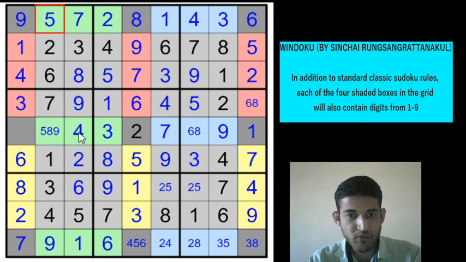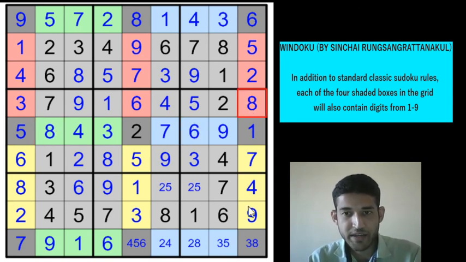So 3, 4, 7, 9, 1, 2, 6 are placed. So 5 and 8 have to go in these two cells, right? This will be an 8, which completes that box. So that gives a 6 here, an 8 here, a 3 here, a 5 here, and this is a 5, so this is a 2, so this is a 5. This gives an 8. Because of this 2, we get an 8 here.